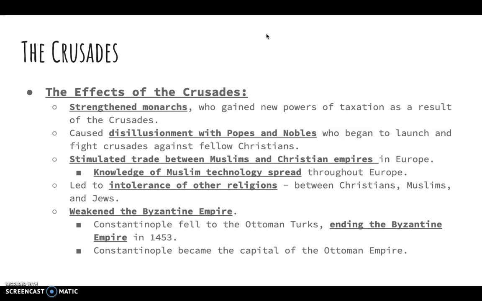The Crusades ultimately does weaken the Byzantine Empire and leads to its end. Okay, Constantinople fell to the Muslims, the Ottoman Turks, in 1453, and that ends the Byzantine Empire. They were weakened by that Fourth Crusade, and they eventually become a Muslim nation under the Ottoman Turks, and Constantinople then becomes the capital of the Ottoman Empire.